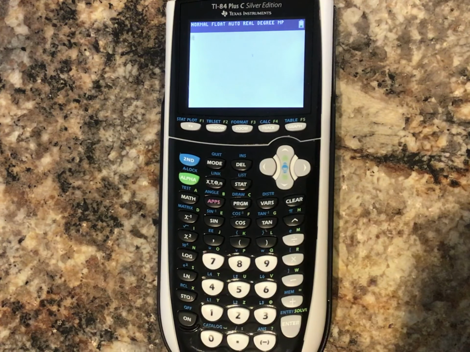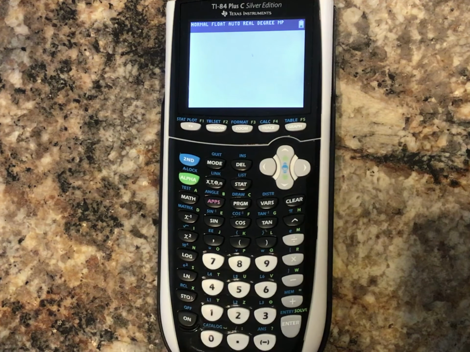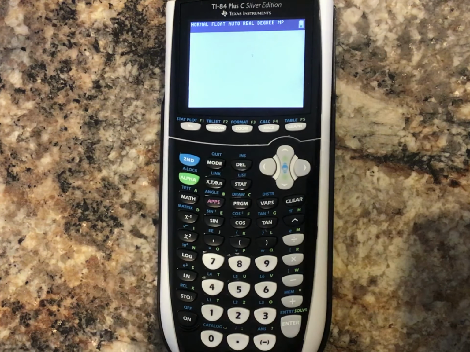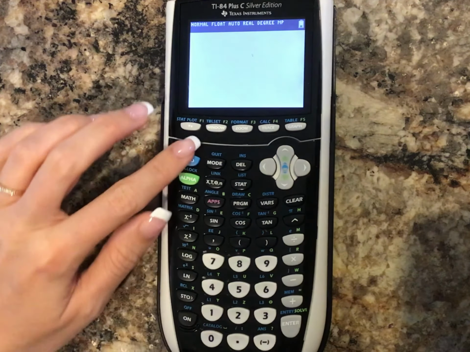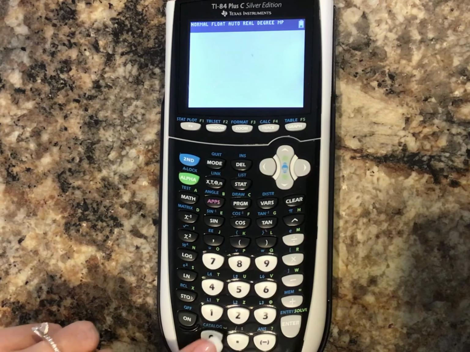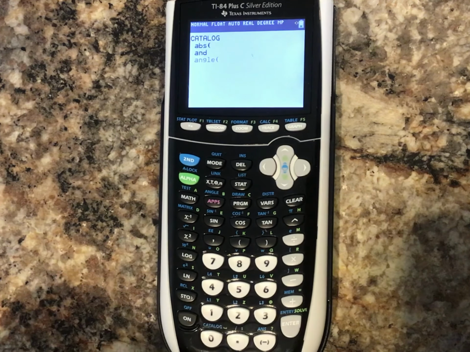And the first thing that you need to do whenever you deal with scatter plots and you deal with that correlation coefficient and lines of best fit, you must make sure that something called diagnostics on your calculator is turned on. If not, this will not work. So to do that, you're going to go to second and catalog, which is on the 0 button. So second and 0.